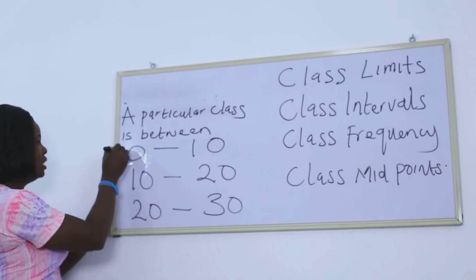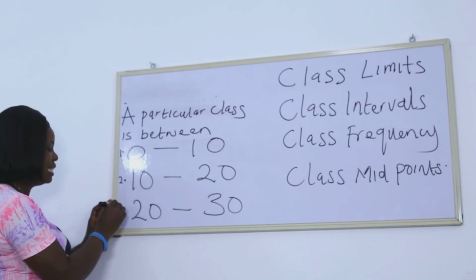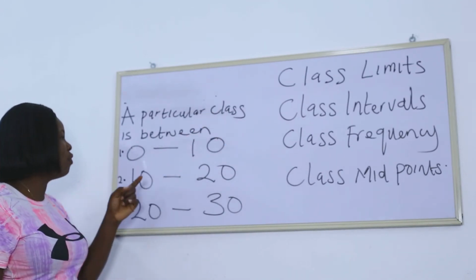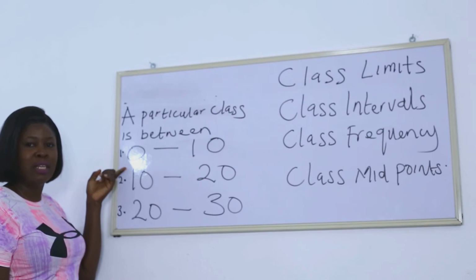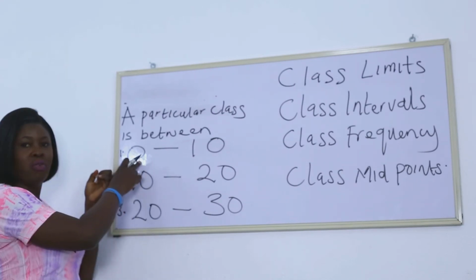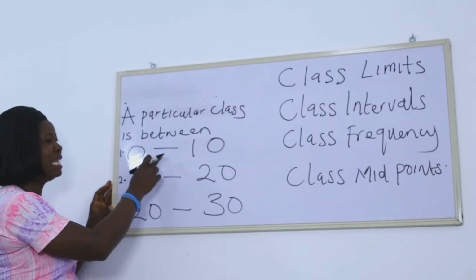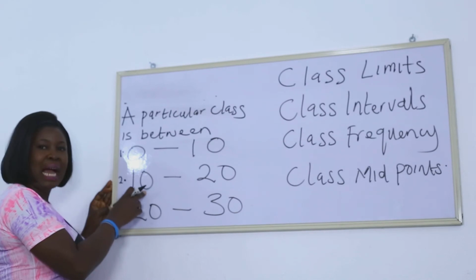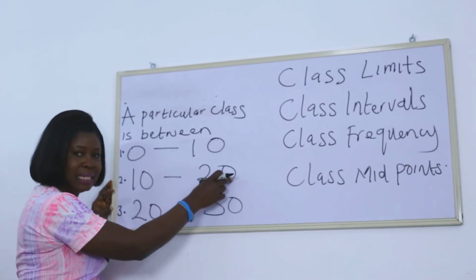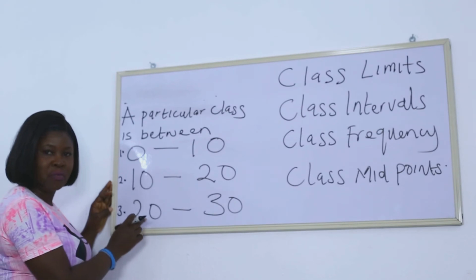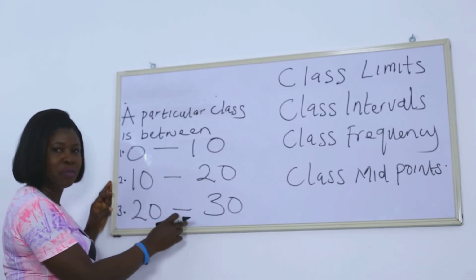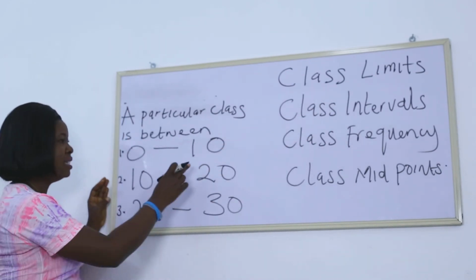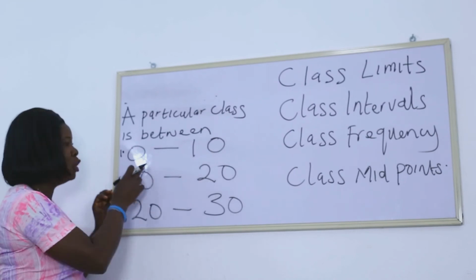If you look at the board, this is class 1, this is class 2, and this is class 3. They are different classes. So if I'm asking what is the class limit of class 1, the lower class limit of class 1 is 0, and the upper class limit of class 1 is 10. For class 2, the lower class limit is 10, and the upper class limit is 20. For class 3, the lower class limit is 20, and the upper class limit is 30. Then what are class intervals? Class interval is the difference between the upper class limit and the lower class limit.